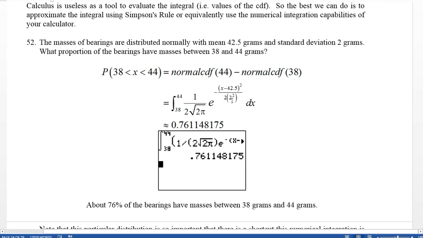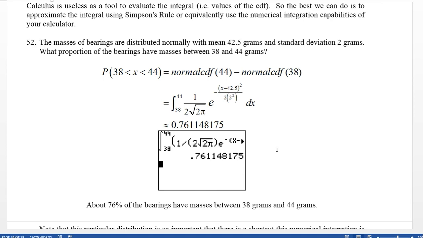So you notice I put in the sigma of 2 right here, and the 2 right here, and I put in the 42.5 right there, and I put in the 38 and 44 as my limits. Again, we can't do this by finding an antiderivative. There's no hope there, but we can do it with Simpson's rule or just do it on a calculator. So you can see where I've entered it in on my calculator here, and the calculator, using its little built-in Simpson's rule, is going to give me 0.7611 approximately.